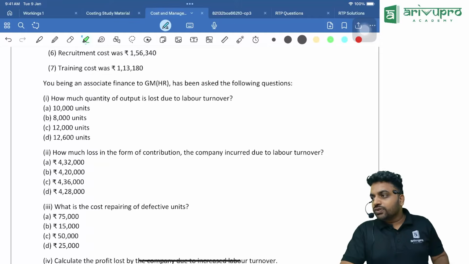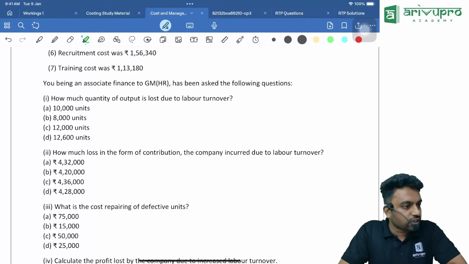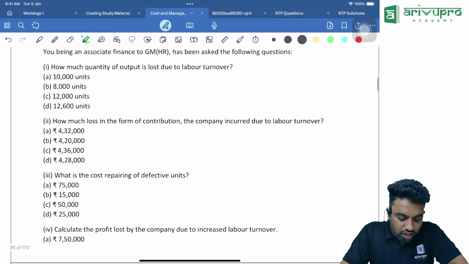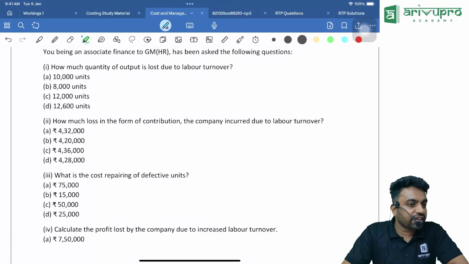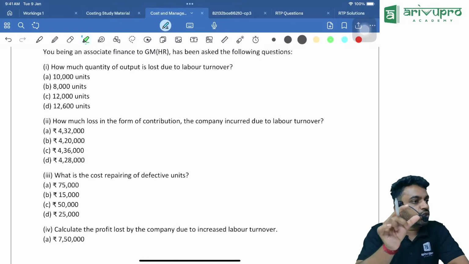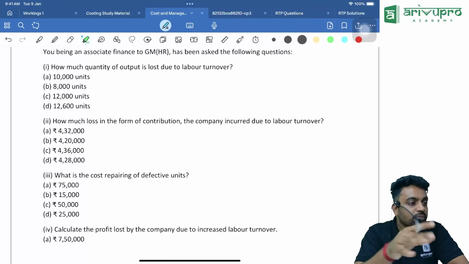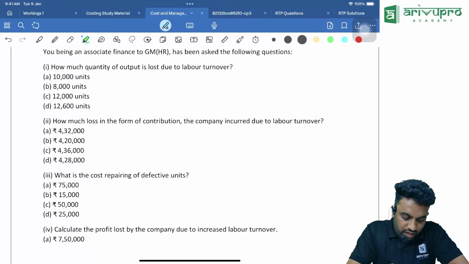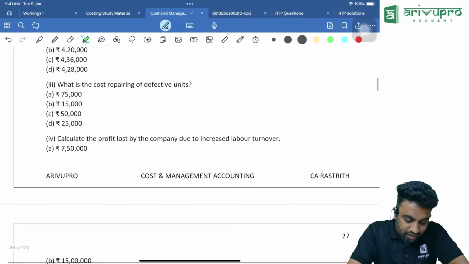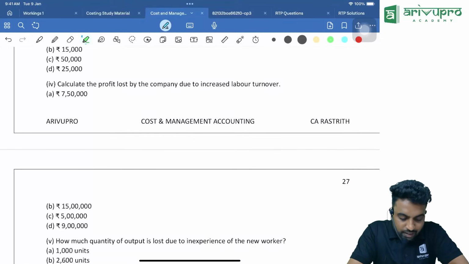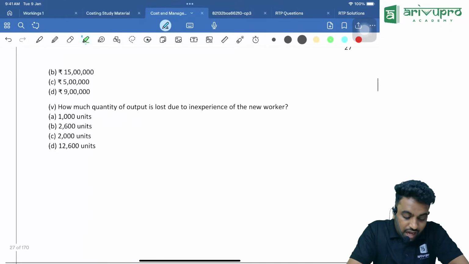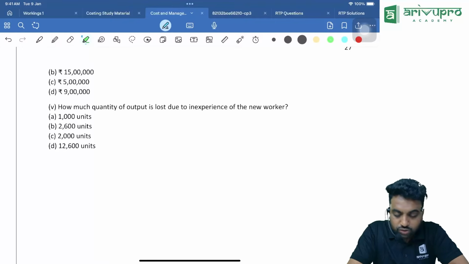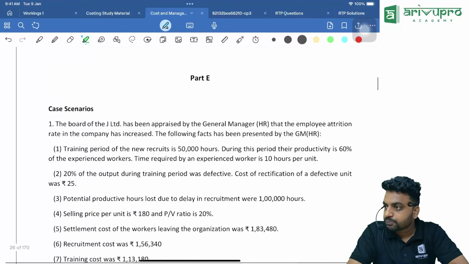First, how much quantity of output is lost due to labor turnover, they are asking. How much loss in form of contribution. Here contribution means, guys, sales into PV ratio will give you contribution. More about it we are going to learn in marginal costing. The company incurred due to labor turnover, they are asking. What is the cost of repairing defective units. Calculate the profit lost by the company due to increased labor turnover. How much quantity of output is lost due to inexperience of the new worker.